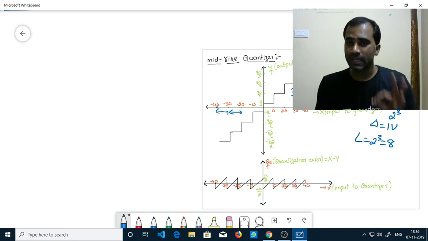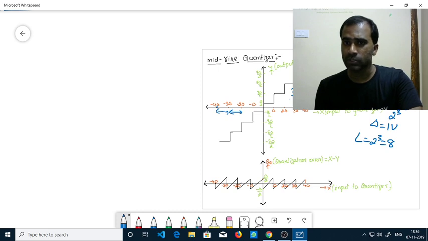The meaning of a quantizer is, if you give an input with voltage between 0 and delta, the output of the quantizer will be delta by 2. If you give an input between delta and 2 delta, the output of the quantizer will be 3 delta by 2.